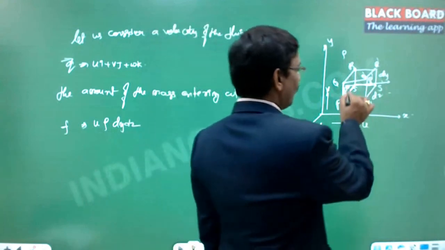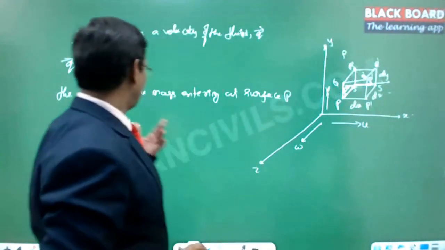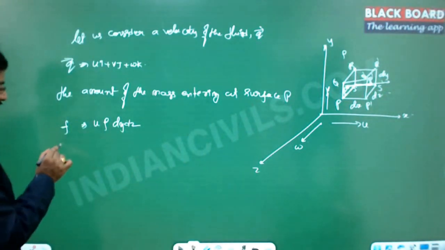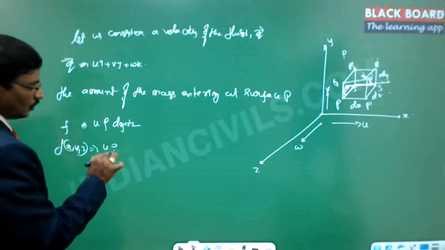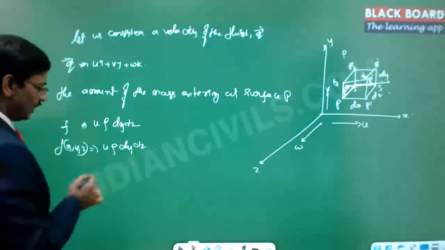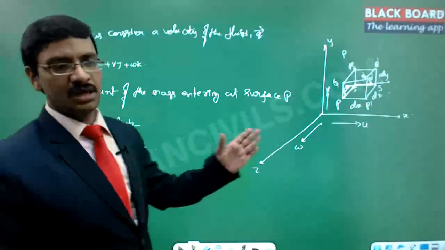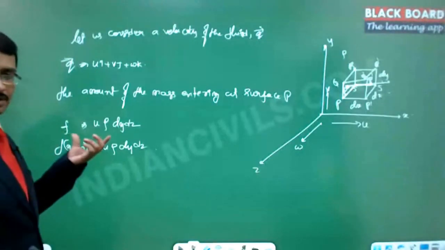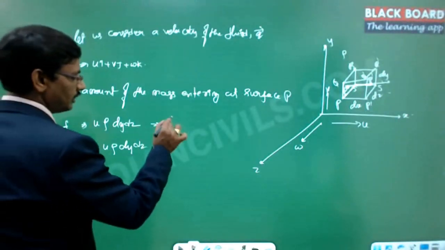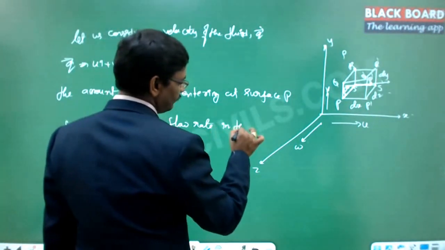Now once it enters at point P, by the time it exits, the functional value changes. If I call this as f of x comma y comma z, and this value is equal to u rho into dy dz, then in the x direction there is a change to that particular function. So this is nothing but the flow rate in the direction of x.